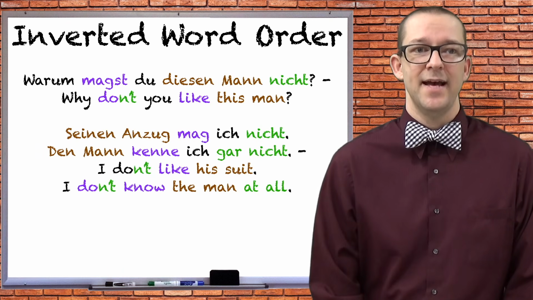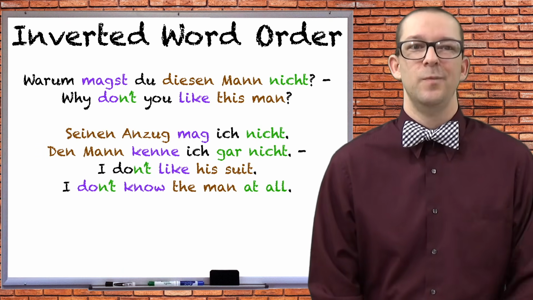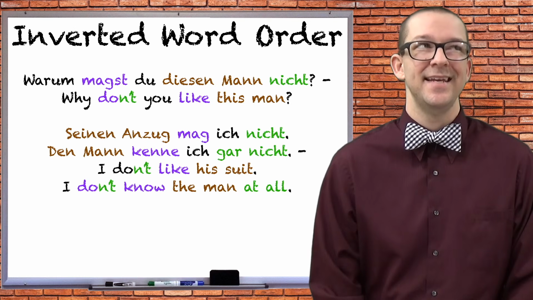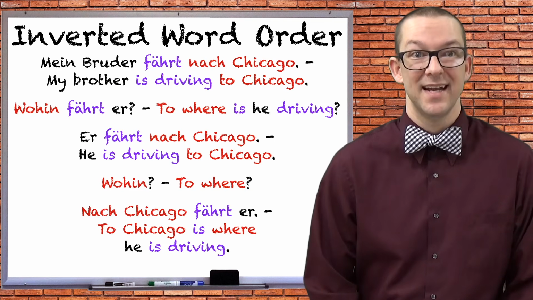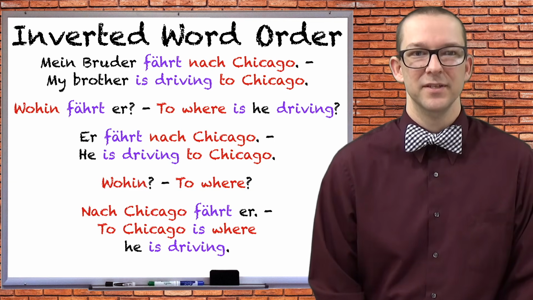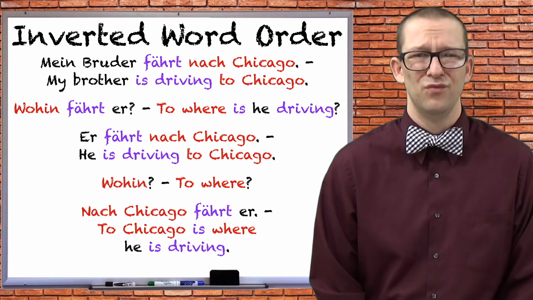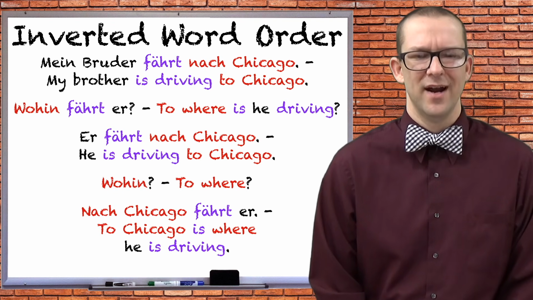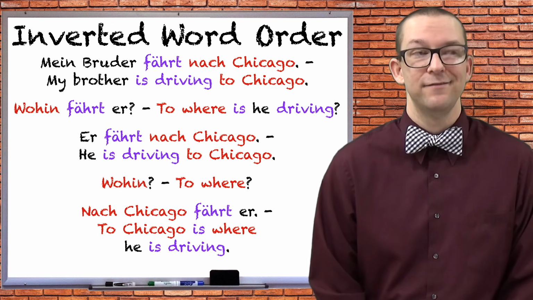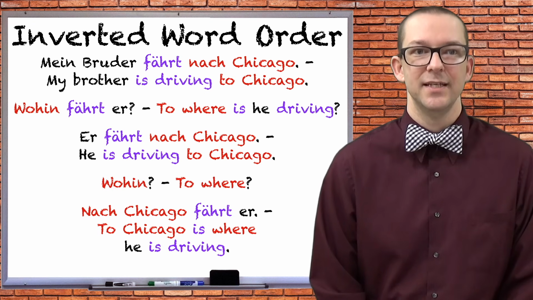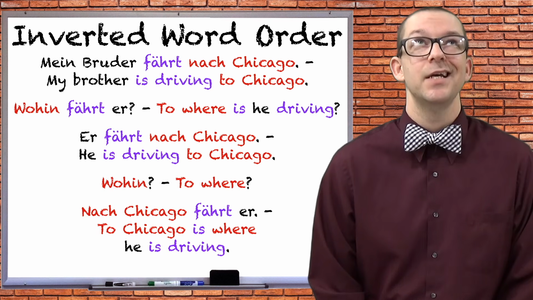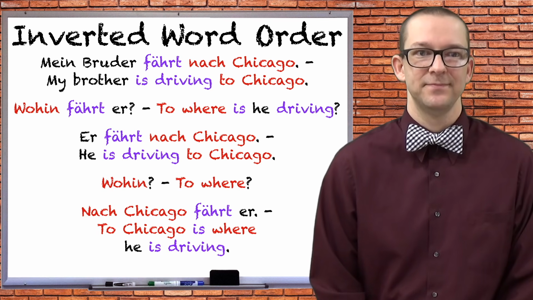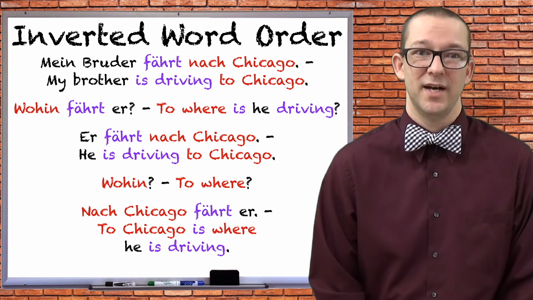Why don't you like this man? Seinen Anzug mag ich nicht. Den Mann kenne ich gar nicht. I don't like his suit. I don't know the man at all. Mein Bruder fährt nach Chicago. My brother is driving to Chicago. Wohin fährt er? To where is he driving? Er fährt nach Chicago. He is driving to Chicago. Wohin? Nach Chicago fährt er. To Chicago is where he is driving.